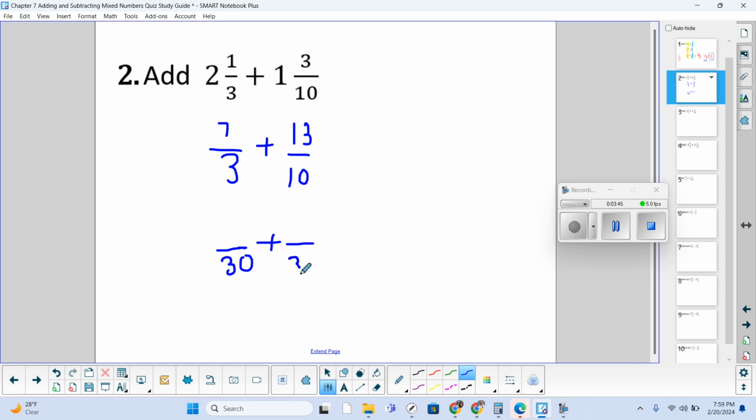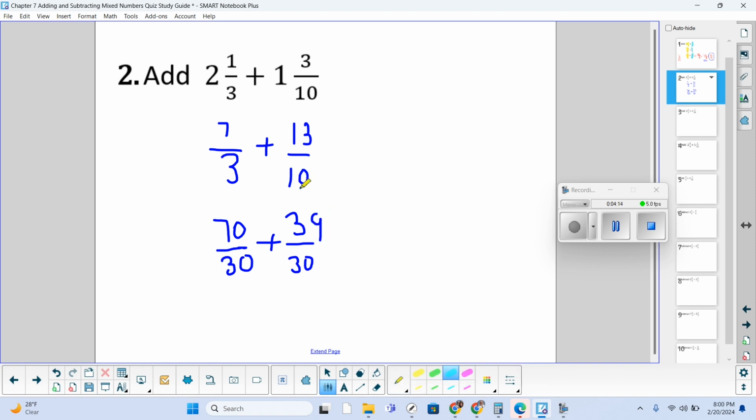All right, how do we get to 30? Well, here I would multiply the denominator times 10. So 3 times 10 is 30. So I would take the numerator, multiply that times 10, and I get 70. Here, I would multiply the denominator times 3. 10 times 3 is 30. So I would take the numerator, 13 times 3, which is 39.